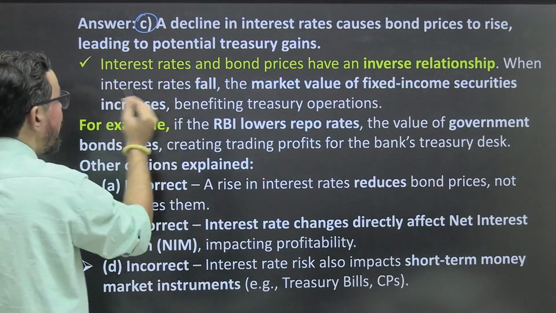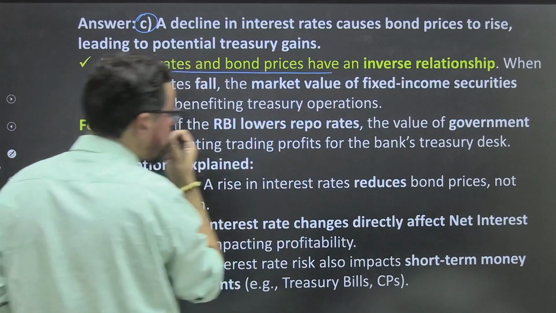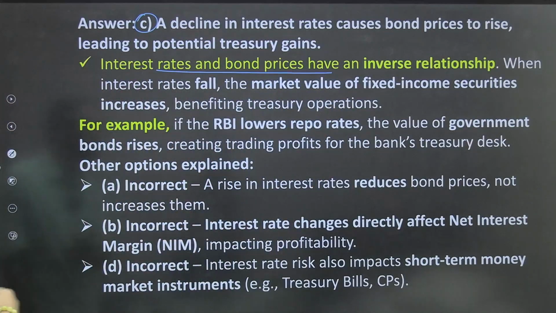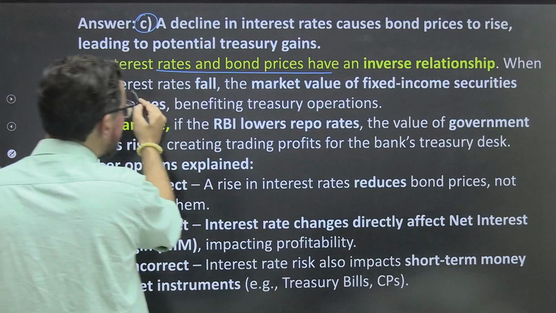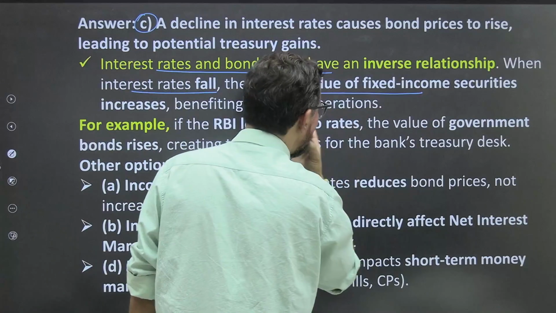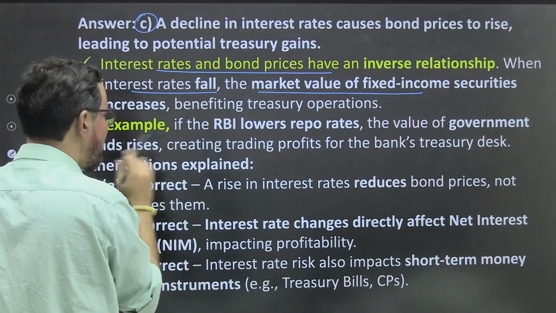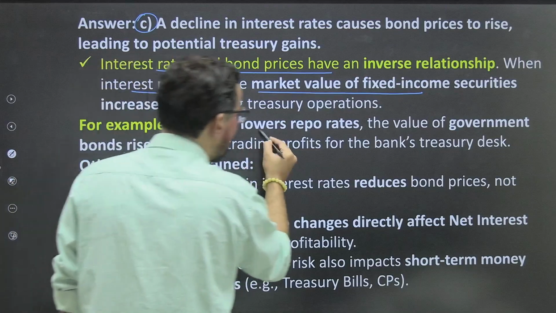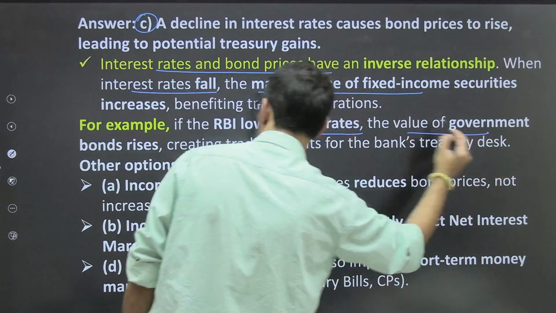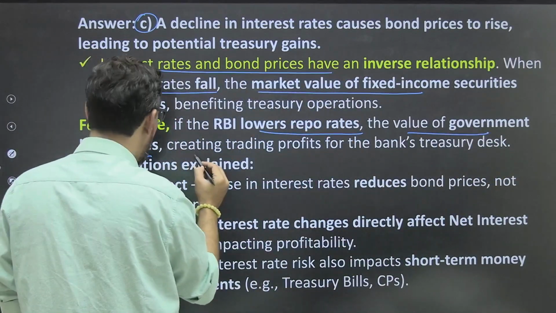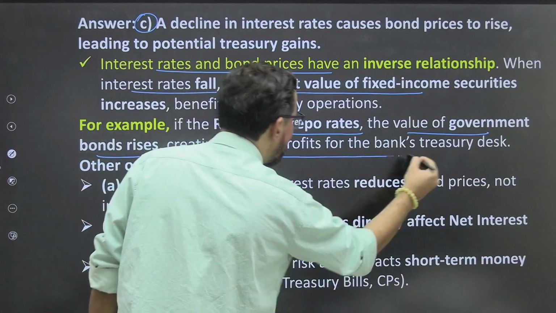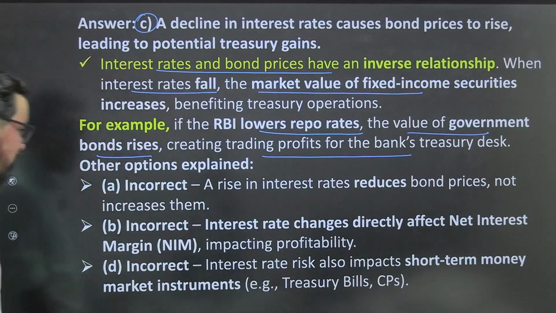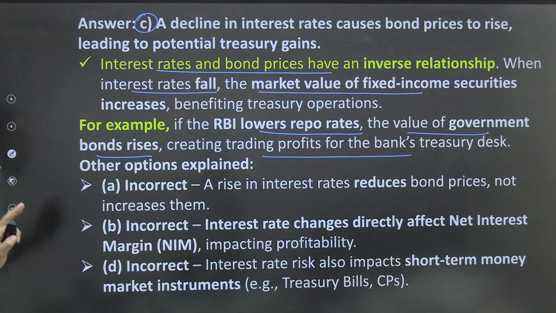Yes. So interest rate and bond prices have an inverse relationship. When interest rates fall, the market value of fixed income securities will increase, benefiting the treasury operation. If RBI lowers the repo rate, the value of government securities and bonds will rise, creating a trading profit for the bank treasury desk, other banks' treasury desk itself, right? So this is the one.